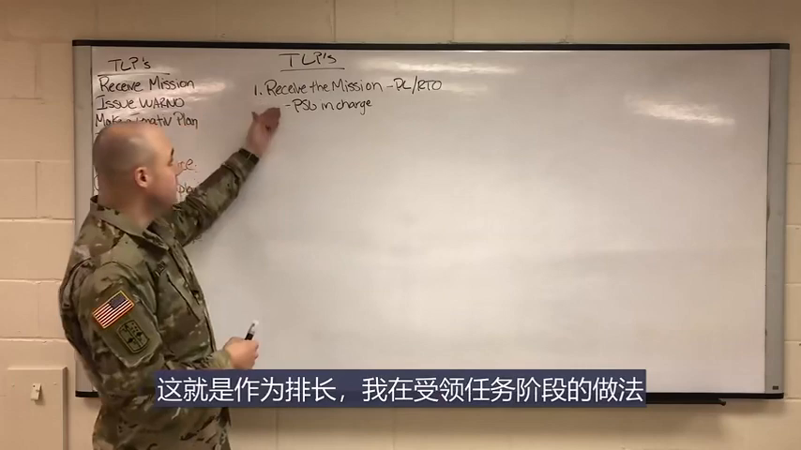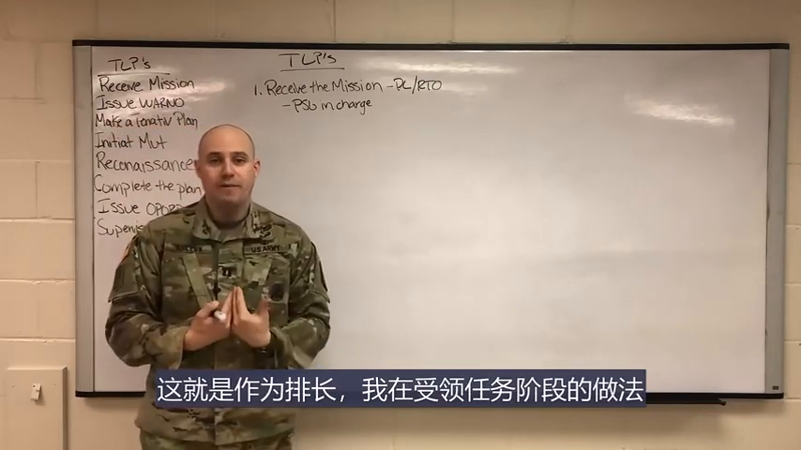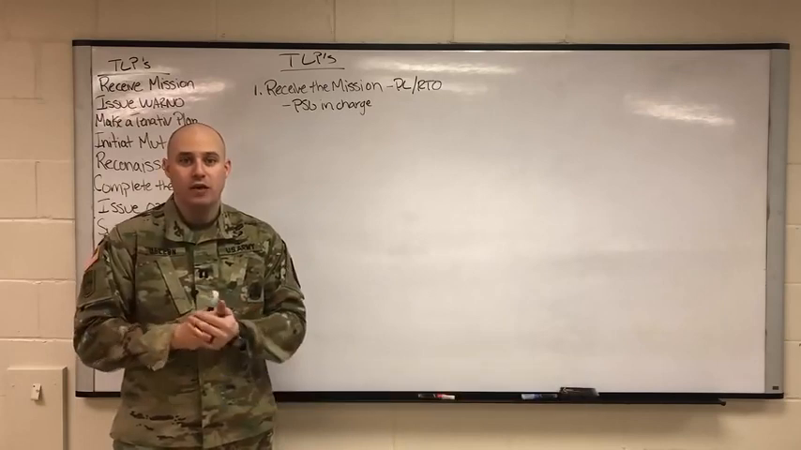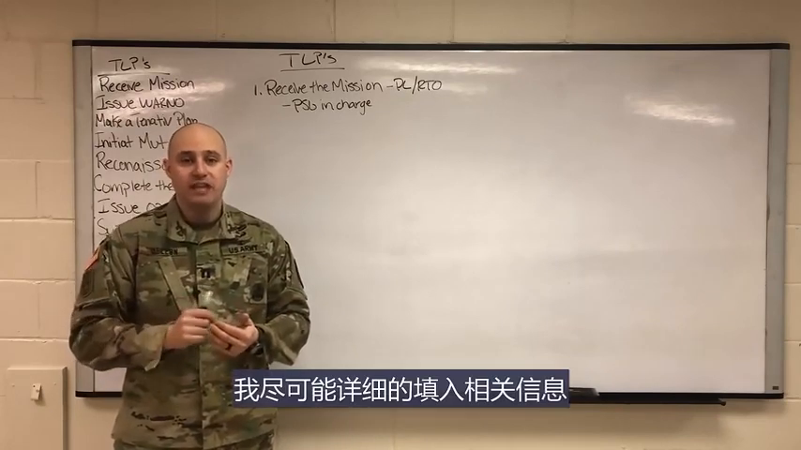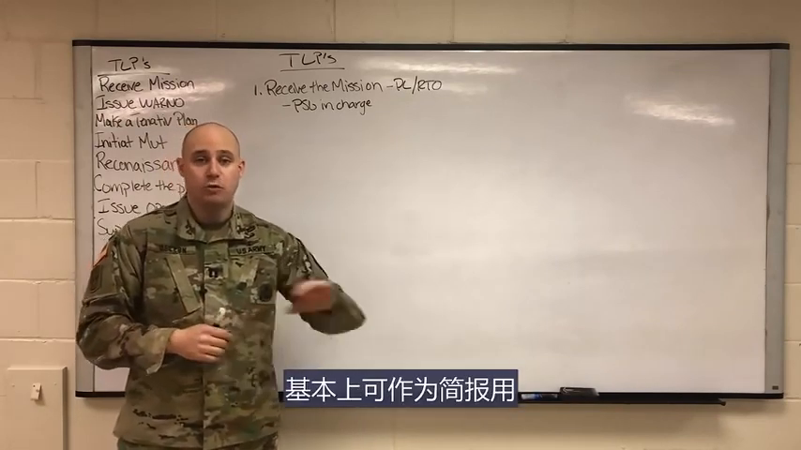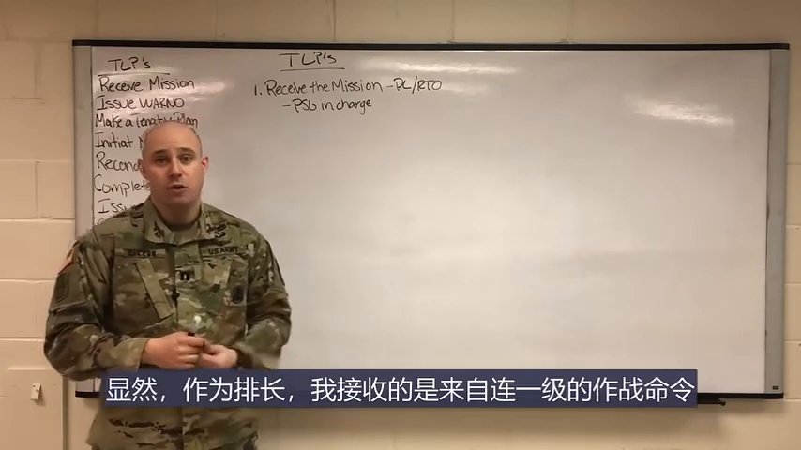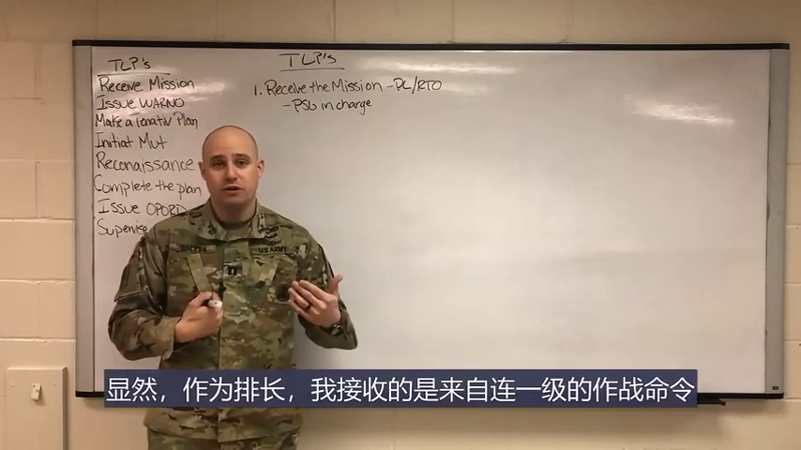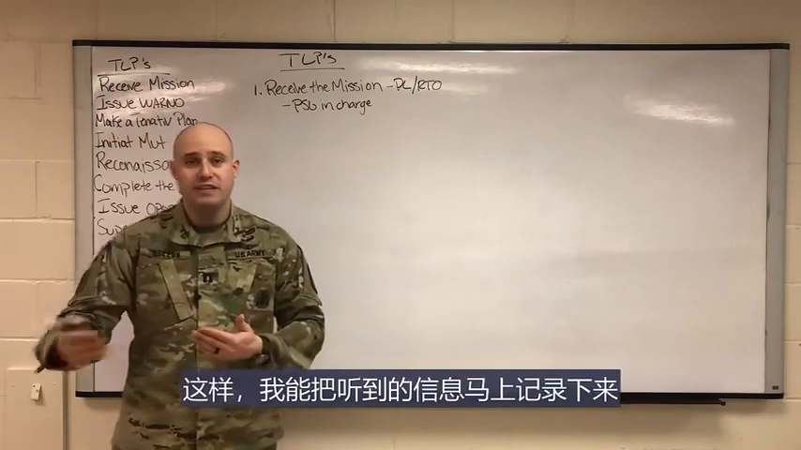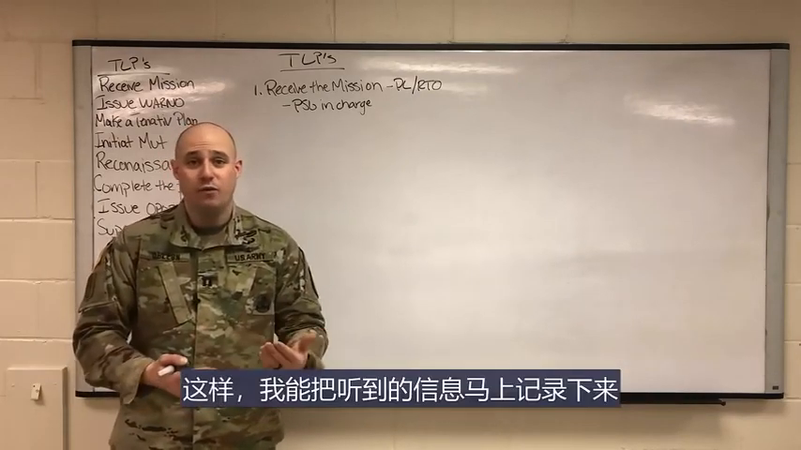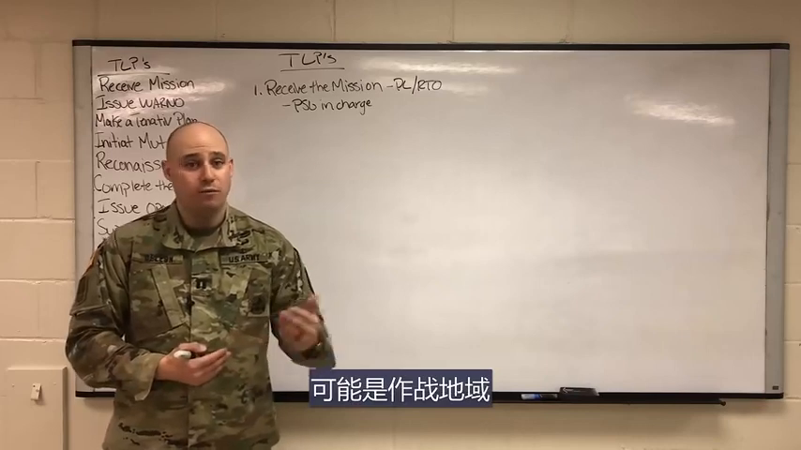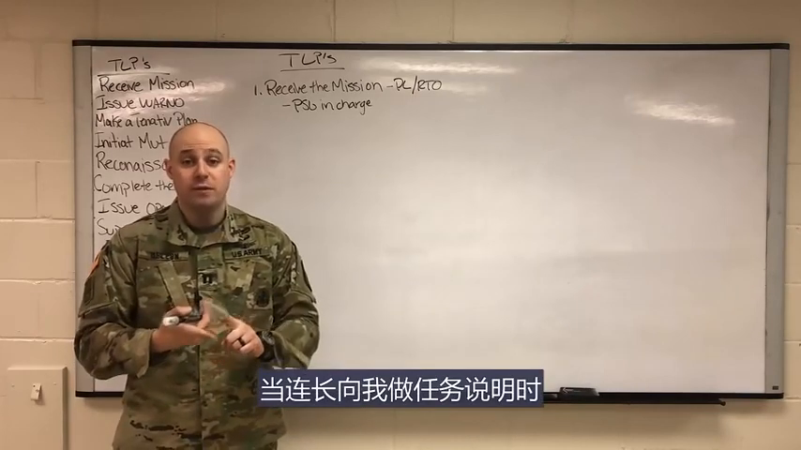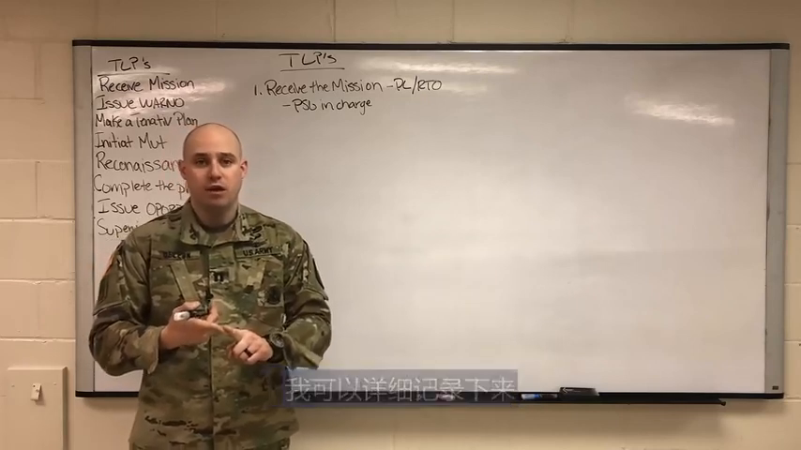While this is being briefed to me, what I, the PL, am doing is writing down information in my shell. I am writing as much information in there as I can so it's almost ready to brief turnkey. Obviously, if I'm a platoon leader, I'm receiving a company level operations order. So there's certain things that he's going to say to me that I can write in right away. Probably the AO. Probably the AO isn't changing. When the company commander briefs his mission statement to me, where am I going to write that?